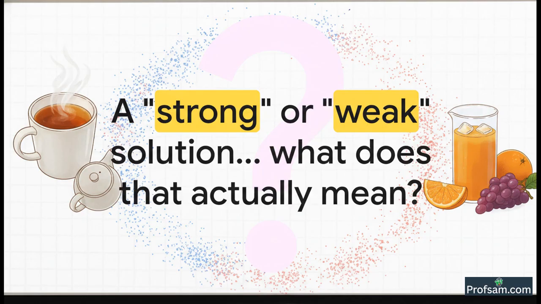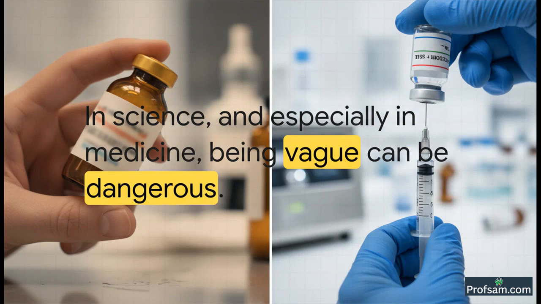When someone says a cup of tea is strong or a glass of juice is weak, what does that actually mean? How strong is strong? How weak is weak? It's a bit vague, isn't it? And you see, in science, and especially in a field like medicine, this kind of vagueness can be very, very dangerous. We cannot afford to be imprecise.